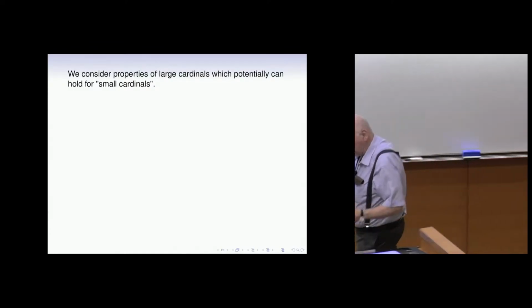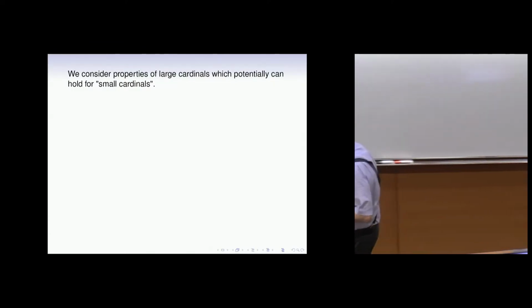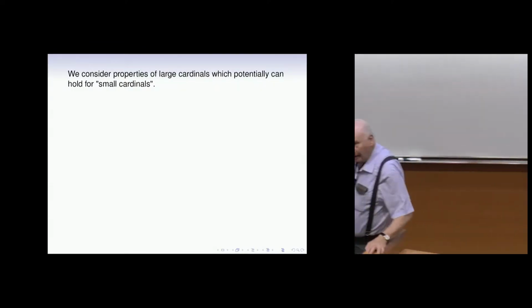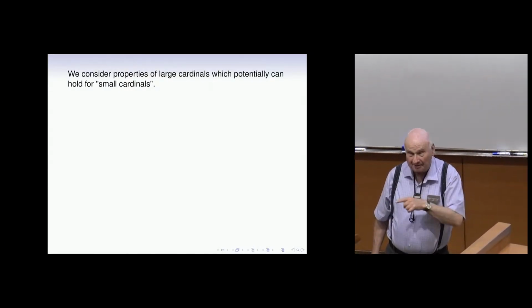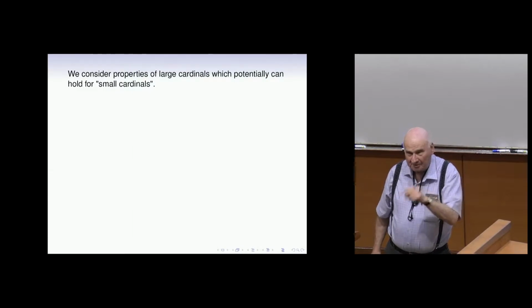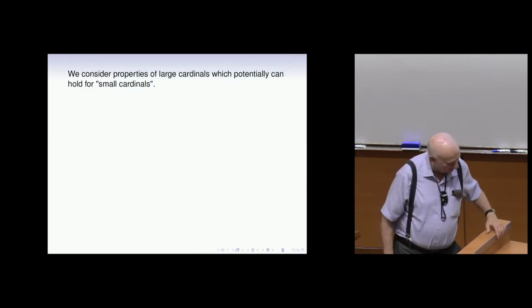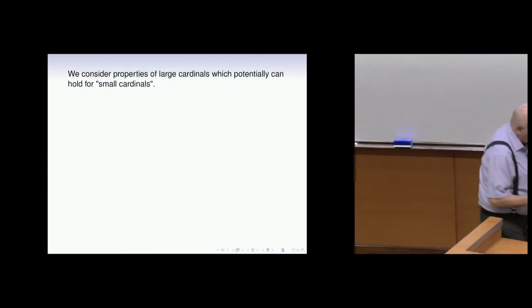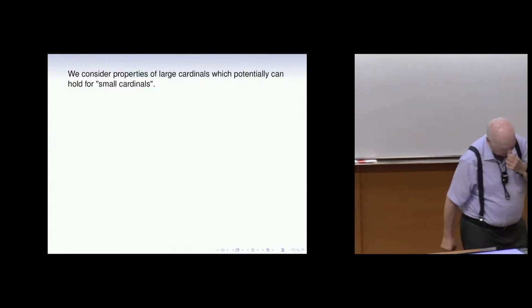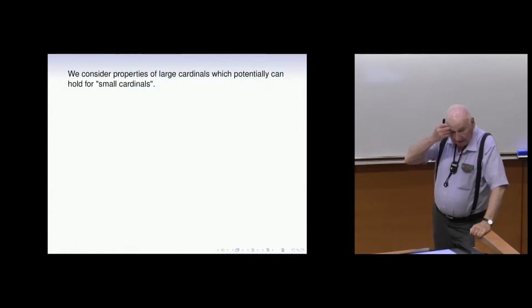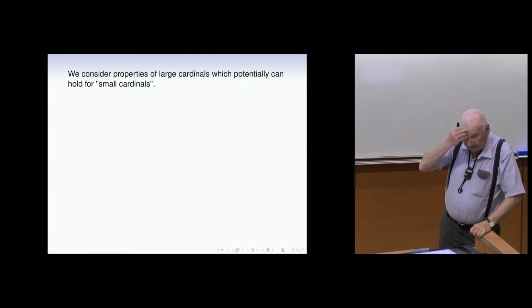By the way, in order to make the titles shorter, I put Aleph Omega and Aleph Omega square. It's actually, I'm going to talk about the successors. It's Aleph Omega plus 1 and Aleph Omega square plus 1. But it, of course, connects the properties of the successor from the properties of the cardinal itself. So we consider properties of large cardinals which potentially can hold for small cardinals.